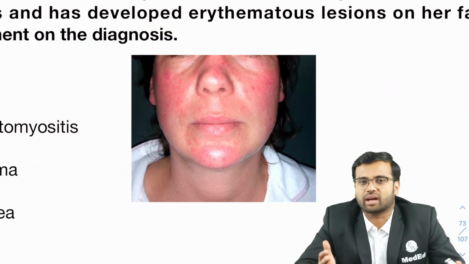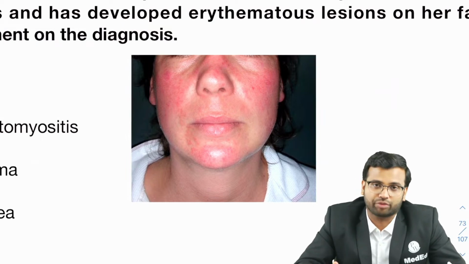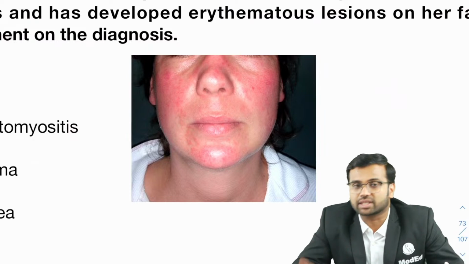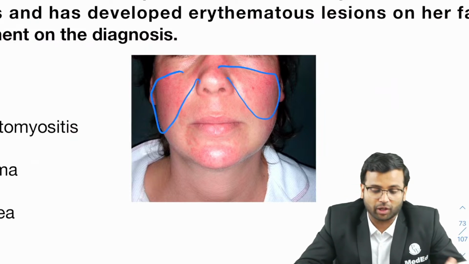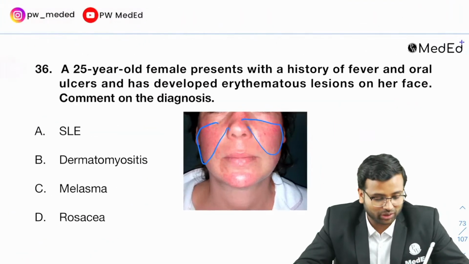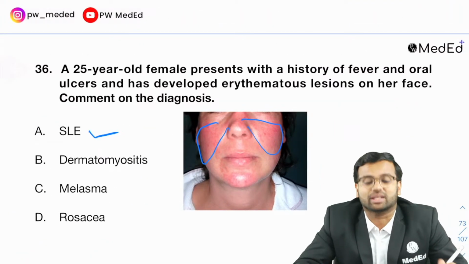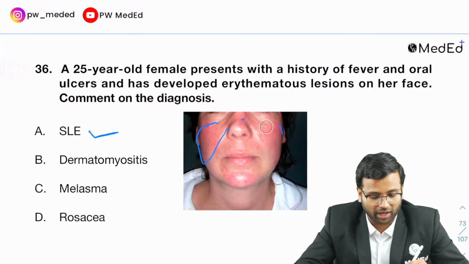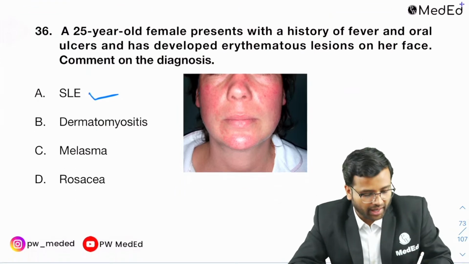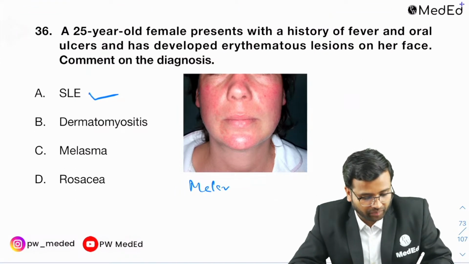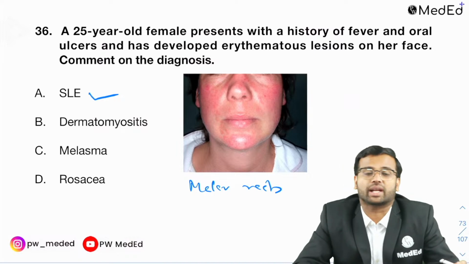So somebody who is having some systemic symptoms like fever, there may be some aphthous ulcers, and there is a rash over the face which may look like a butterfly. What is it? So this is more likely to be systemic lupus erythematosus. What is the name of this rash that you see over the face in SLE? So this is called a malar rash.